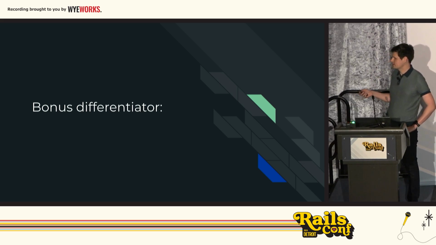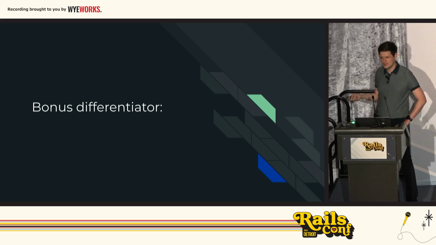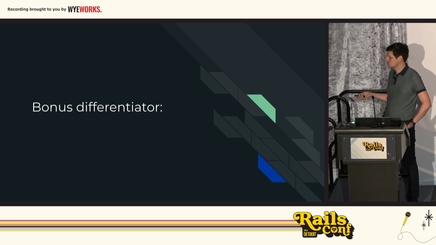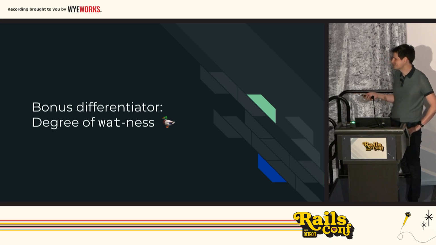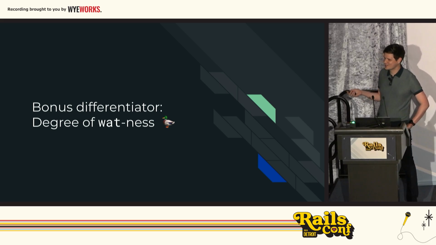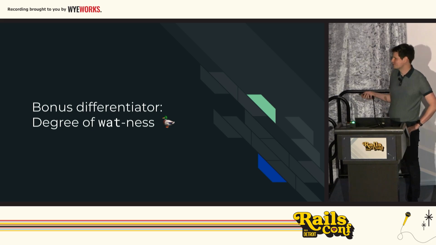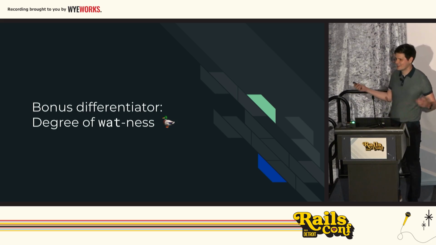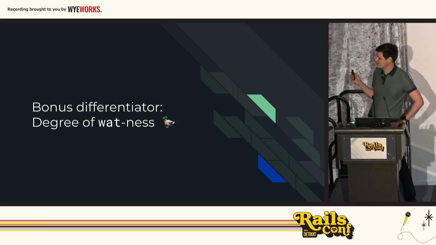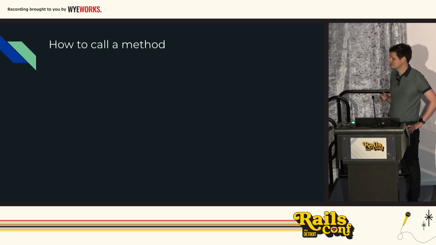All right, so we talked about a bunch of differentiators at the beginning of the talk, but there's one that's pretty important that I didn't cover, and I'm calling this degree of WAT, just to call back to everyone's favorite 5-minute Ruby talk. But really you could call this maintainability, readability, kindness. And in honor of this, we're going to look at one more example, which is how to call a method in Ruby.